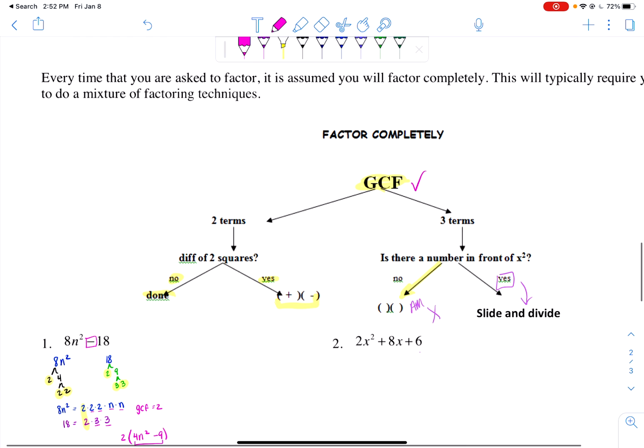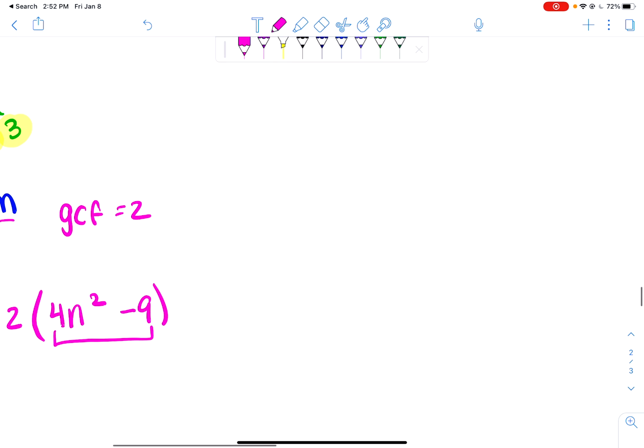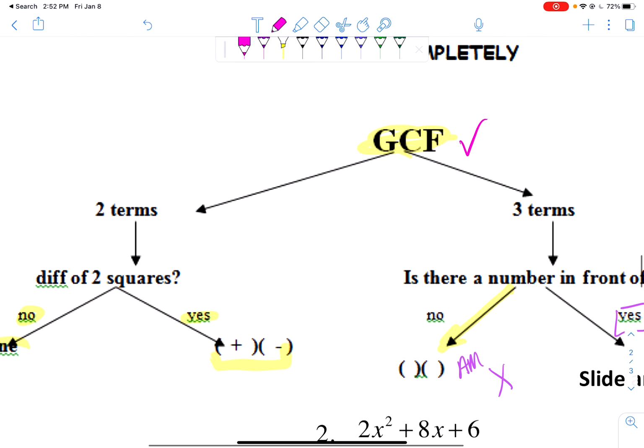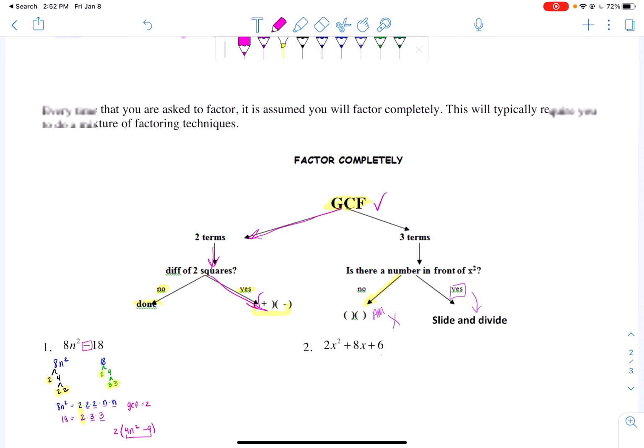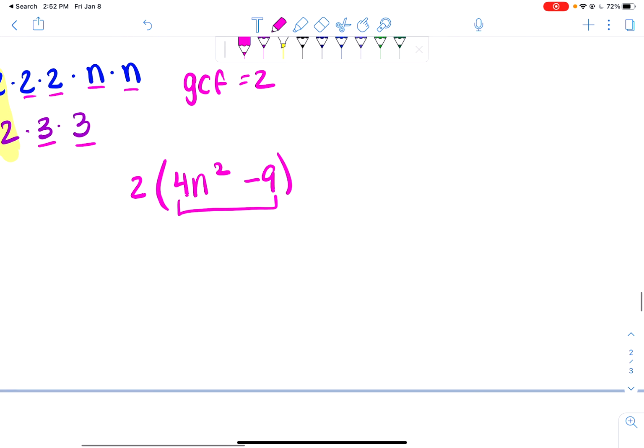I did my GCF. I have 2 terms. So I'm going to go down this slide, and I'm going to go down and ask myself, is it a difference of 2 squares? It is a difference of 2 squares, so I'm going to have to do a little more factoring. If I look, I can break apart my 4 to be 2 and 2. So I'm going to do 2 sets of parentheses, because they both have that minus and everything's a perfect square.